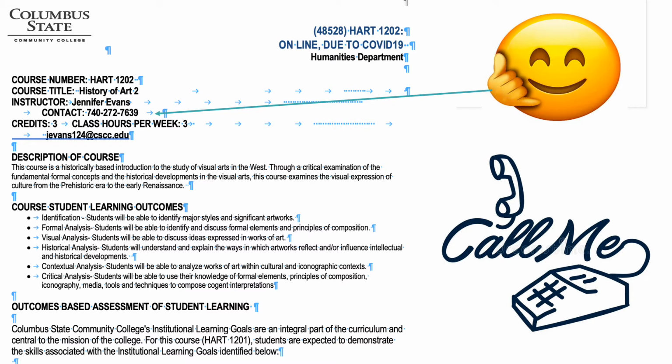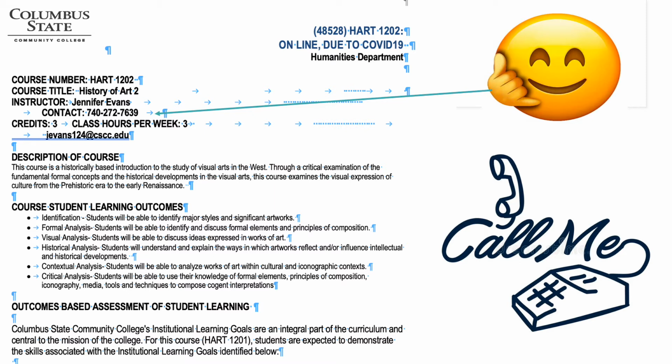You will learn to visually analyze, to discuss ideas that are expressed in the work of art. You will learn historical analysis to explain why the art looks the way it does based on cultural influences, based on the artist's experience, based on historical developments that happen. Contextual analysis. You will begin to analyze works of art within the cultural and iconographic contexts.